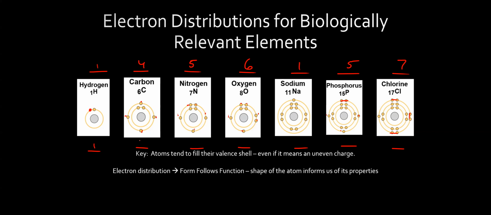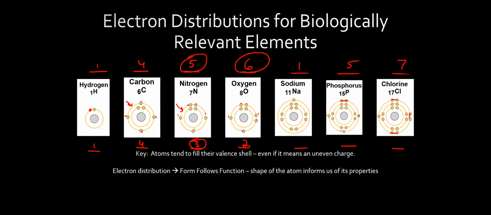Carbon can form 4. Why? Because that second shell can hold 8 total electrons, and it currently has 4. And so 8 minus 4 is 4. Nitrogen can form 3. Why 3? Because again, that second shell can hold 8, and it currently has 5 there. And the difference there is 3. And so along those same lines of reasoning, oxygen can form 2.